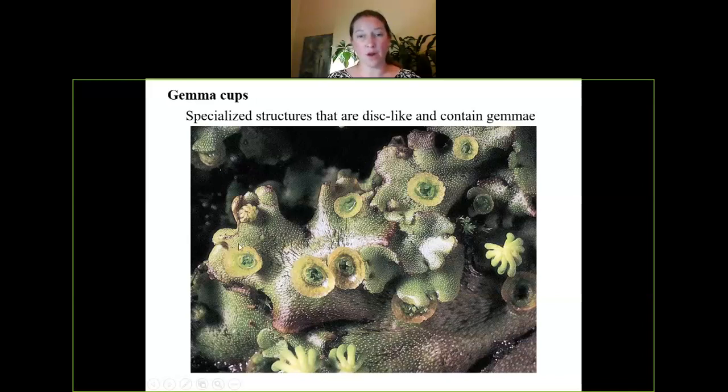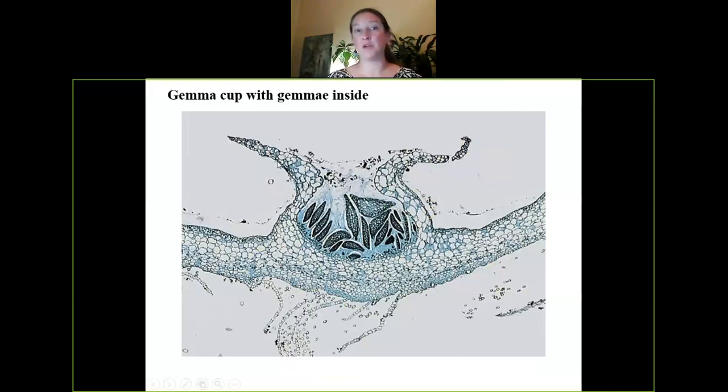Gemma cups are literally a cup, and inside of the gemma cup are gemmae, which are little bits of the plant body. They almost look like jelly beans. Here's a cross section through a gemma cup with gemmae inside. Each of these things inside is a gemma. The plural of gemma is gemmae. These are all gemmae inside of a gemma cup.